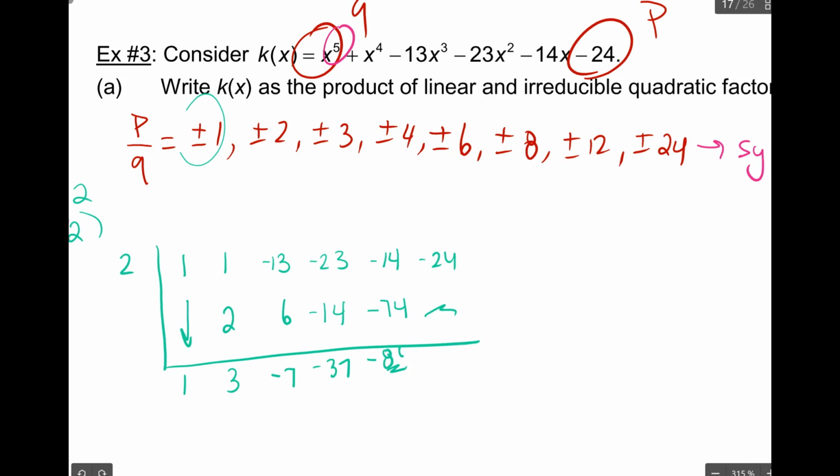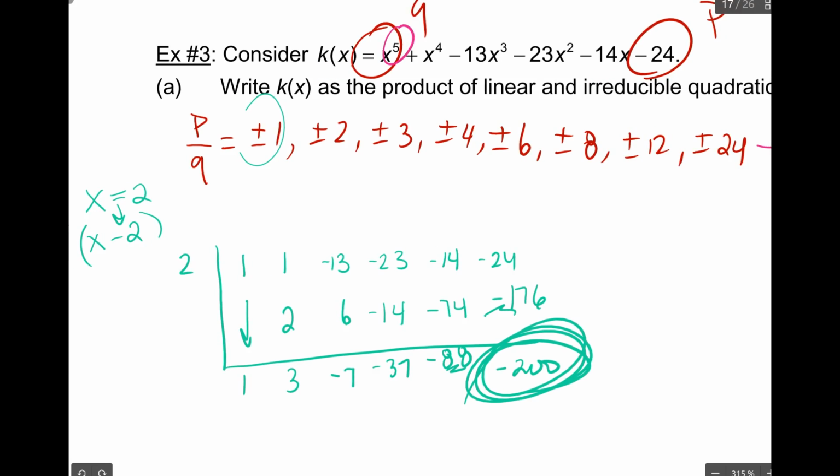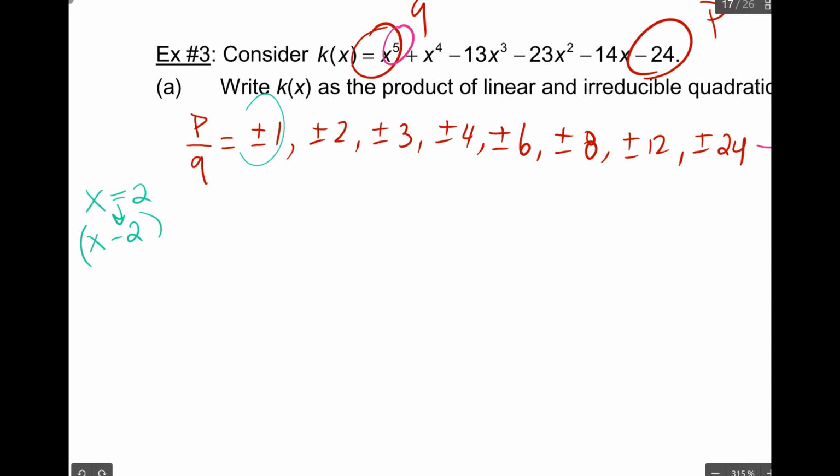So for instance, negative 88, multiply by 2, get negative 176. Okay, and then I'll get a remainder of negative 200. So clearly we have a remainder. That's not going to work. So I'm going to restart. Here we go. So I know that that's not one of my factors.